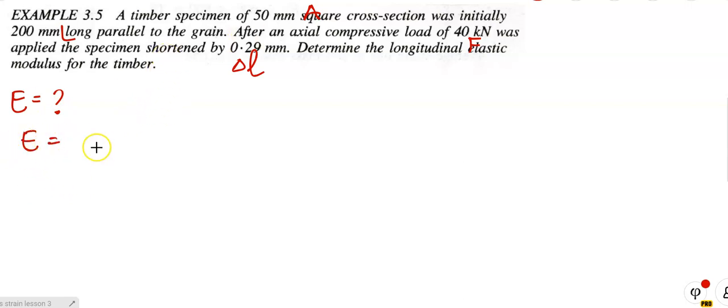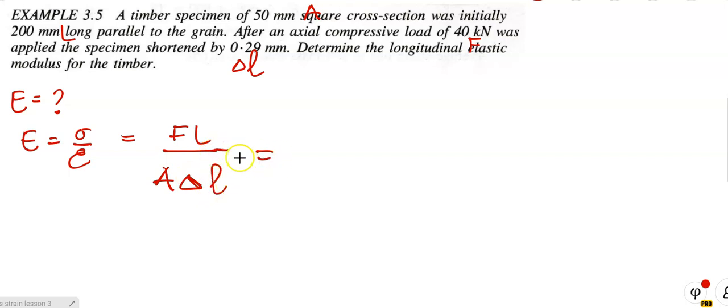What is E equal to? E is equal to stress over strain. Can we find stress? Yes, stress is equal to force over area. Strain is equal to delta L over L. We can find this and that. We put it into the equation, job done. So E is equal to FL over A times delta L.